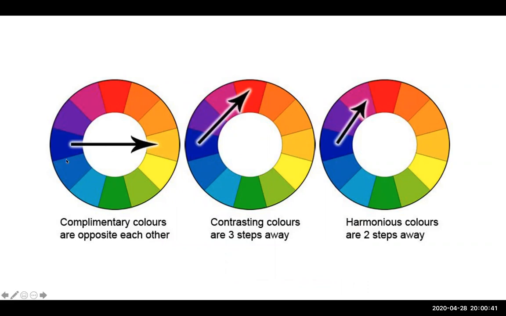Complementary colors are across the color wheel from each other. Contrasting colors are usually 3 steps away. So if it was blue, I'd go 1, 2, 3, and the red would be the contrasting color. And harmonious colors are 2 steps away. So again, if I was trying to come up with a color scheme that was very harmonious, let's say if I wanted to start with blue, I'd count 1, 2, and this red purple would be a harmonious color that I could then match it with. So again, we're not going to dig too much into the color wheel.